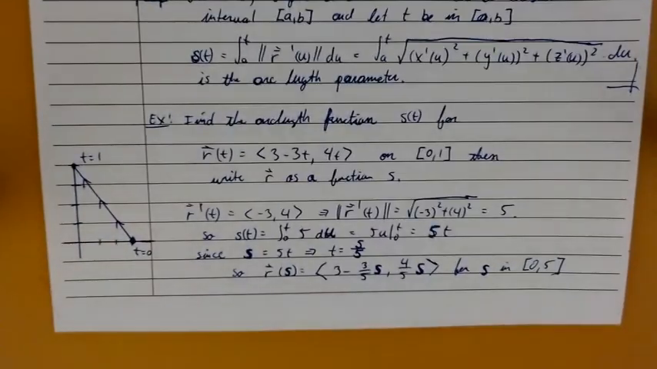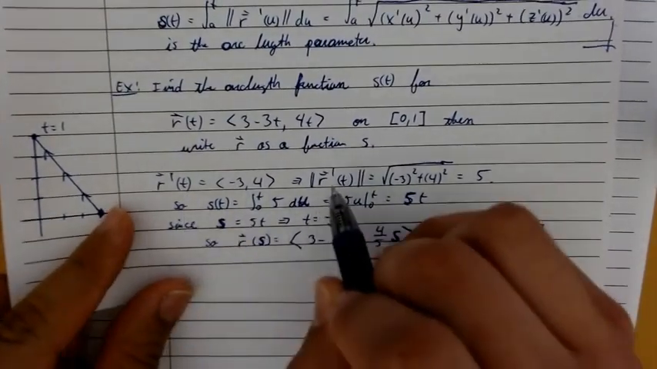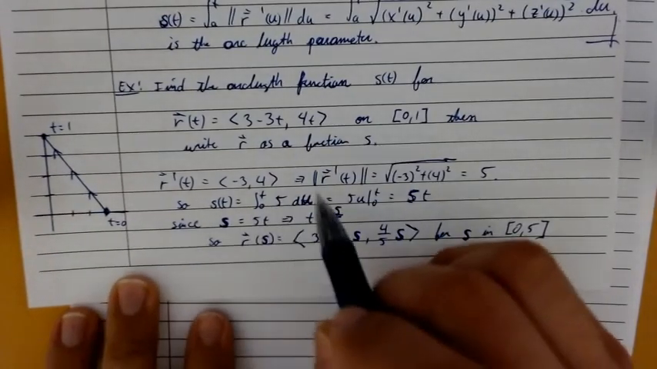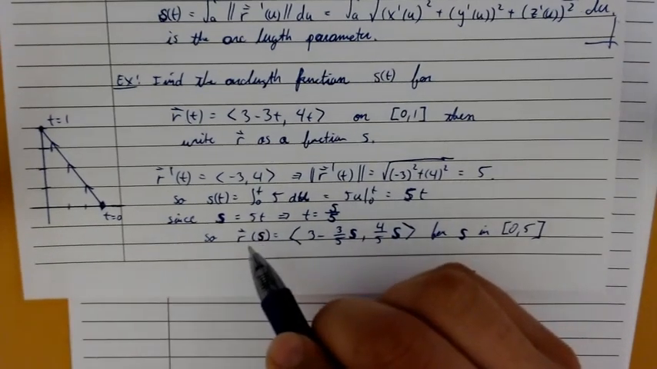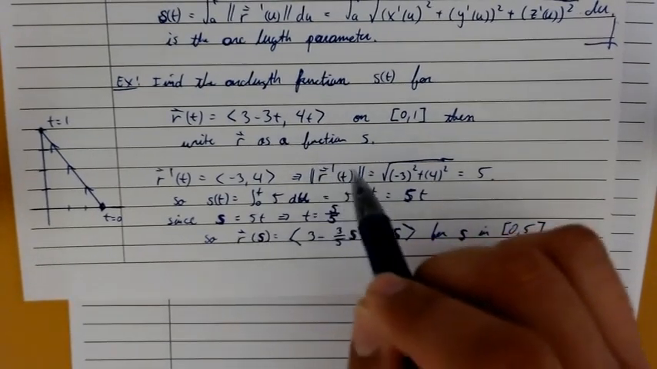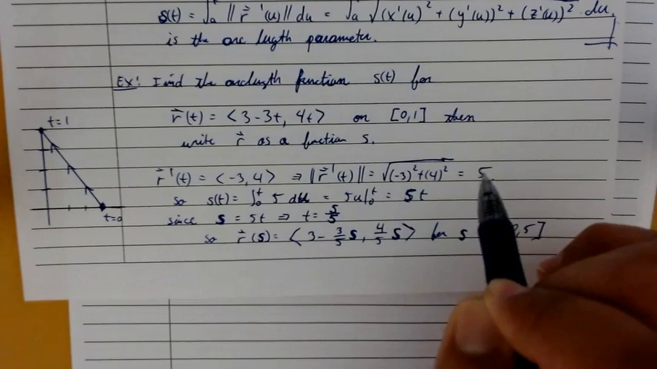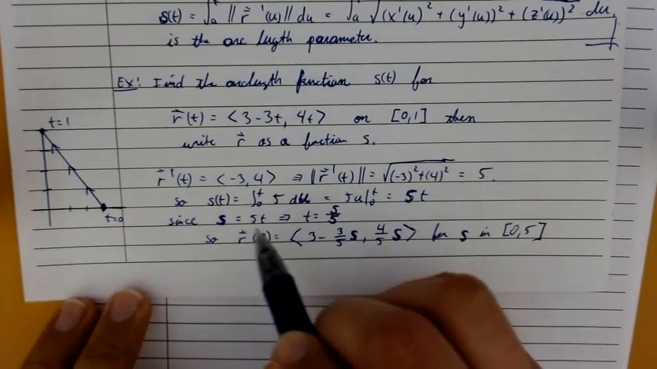One thing to note about the arc length parameter is that it's rather useful if you notice the following. Right here, we found that here was our r prime of t, and here was our r prime of s. Notice what happens if you take the magnitude of the derivative of this one. We found the magnitude of the derivative of r of t to be 5. Notice what happens if you take the magnitude of r prime of s.